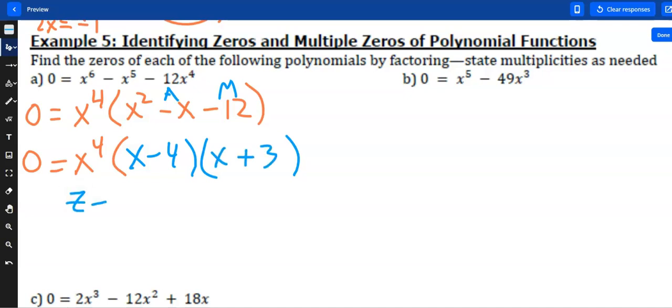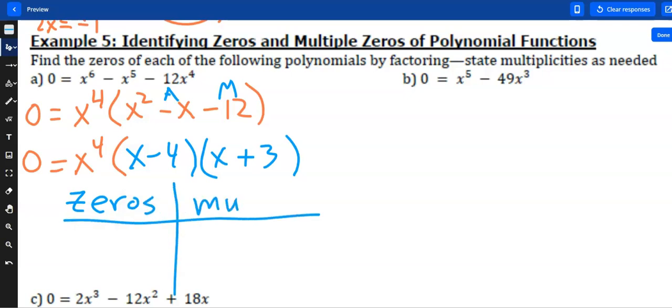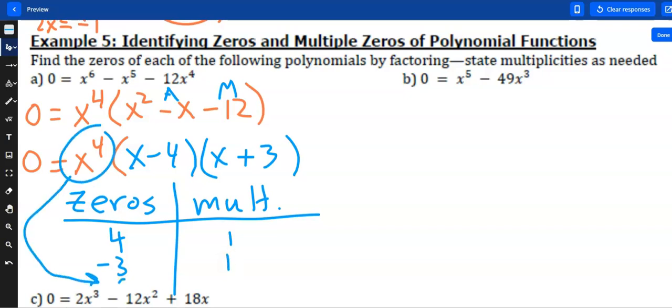So if I were to make my little chart, zeros and multiplicities, of course we would have 4 occurring once and negative 3 occurring once. What about the one at the beginning that I'm always worried about? 0 occurring 4 times. Remember, that's the one when you set it equal to 0 and solve, you get 0. Not 1. Kids say 1 all the time and mess that up.